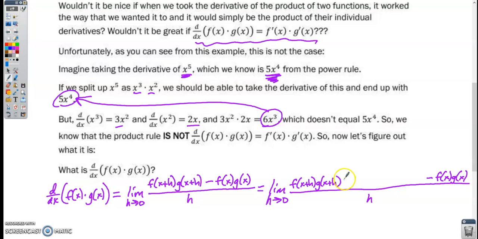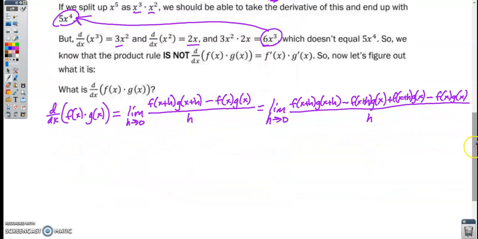So I have two options here. I'm going to choose to do f of x plus h, g of x. So I'm going to subtract that away, and I'm also going to add that expression in. And by doing that, I haven't changed the value of the original at all. And now I can proceed onward from here.